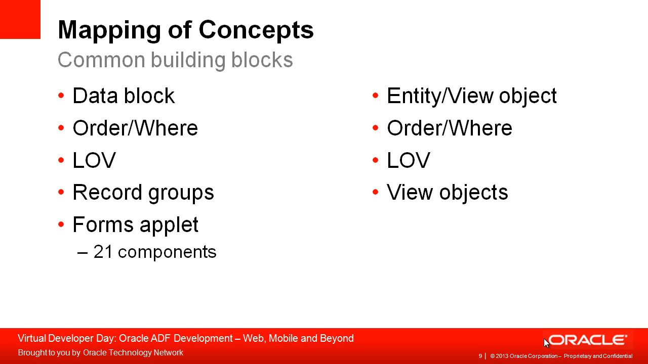And when it comes to the user interface, Oracle Forms is deployed as an applet, and we have roughly about 21 different components: buttons, text fields, checkboxes. In ADF, we have the same concept, ADF Faces as our user interface layer, but there's actually about 150 components there. So we have the same things as Forms. We have text boxes, check boxes, buttons, etc.